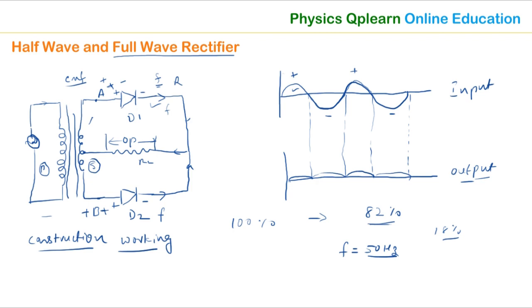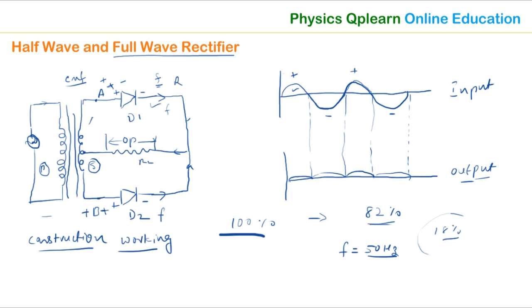In that DC, the remaining AC is present, and that we call the ripple factor. What is the ripple factor? The ripple factor is the AC component that is present after the conversion of AC to DC. So maximum 82% we are converting AC to DC, and the remaining we can also convert further 10 or 15% by using some other circuits. That we will discuss in some other classes. Now we have only the half wave and the full wave rectifier.